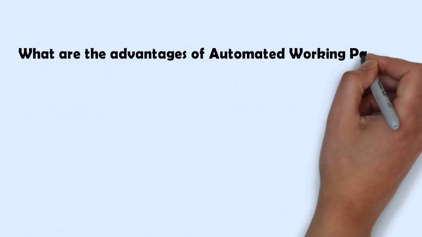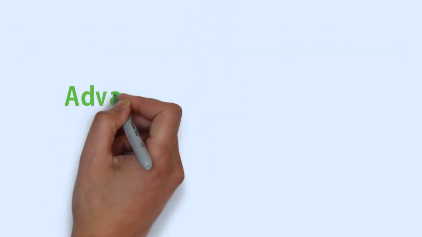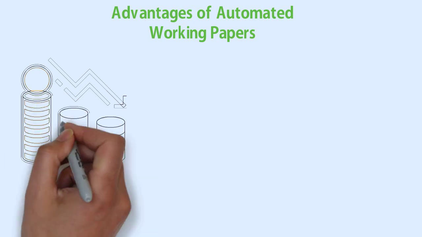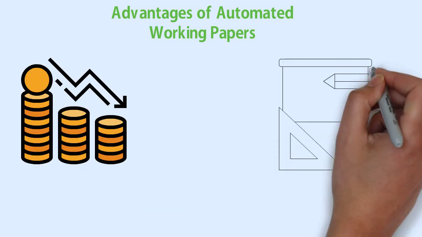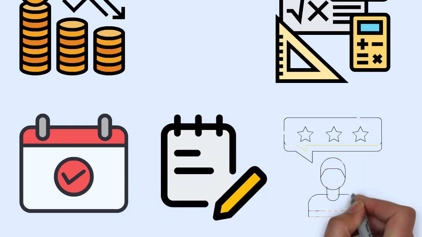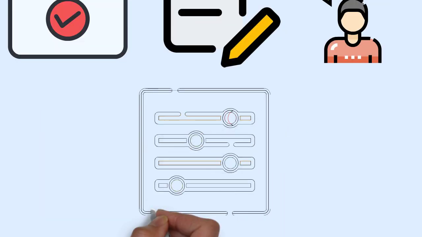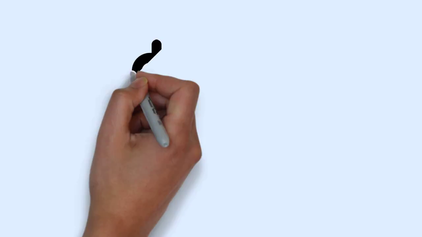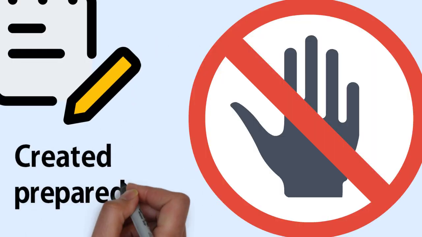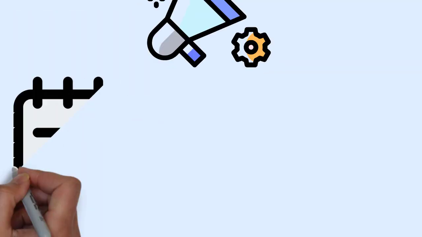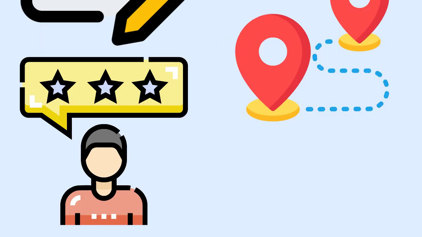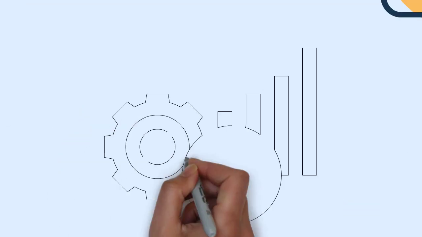What are the advantages of automated working papers? The advantages are a reduction in the risk of clerical and math errors, neater and more organized working papers that are easy to review, and easier adjustments to the work papers. Standard work paper forms do not need to be created and prepared for each engagement. The working papers can be easily accessed from multiple locations, making the review process much more efficient.